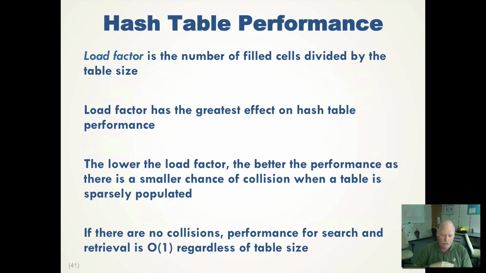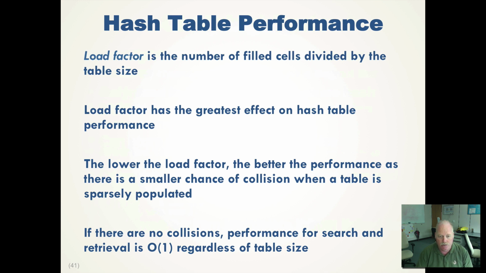So what's the key term for the performance of hash tables? It's called the load factor, the number of filled cells divided by the table size. In open addressing, each cell that has an item is filled. Load factor has the greatest effect on hash table performance. A lower load factor is better than a high load factor because there will be fewer collisions in the open addressing model, or collisions as in you'll have long linked lists. If there are no collisions, the performance for search and retrieval is big O of 1, because we take the hash code and there it is. So that's the goal.